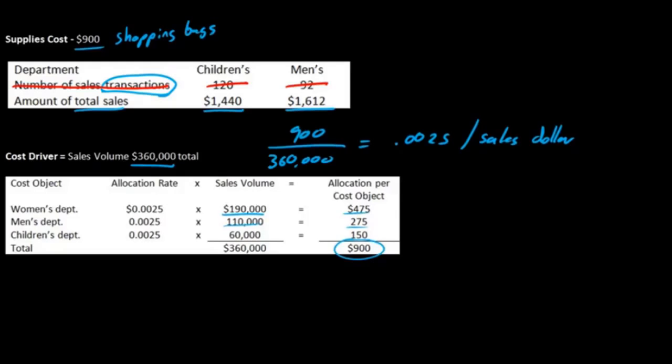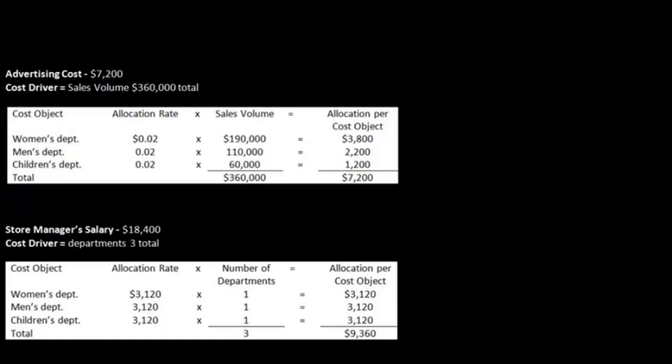So you can see in this example we use sales volume to allocate the supplies expense, even though it did not have the strongest cause and effect relationship, and that's because the number of transactions was not available. So you use the one that had the strongest cause and effect relationship that is actually available, that you have data for, so you can do your allocation.